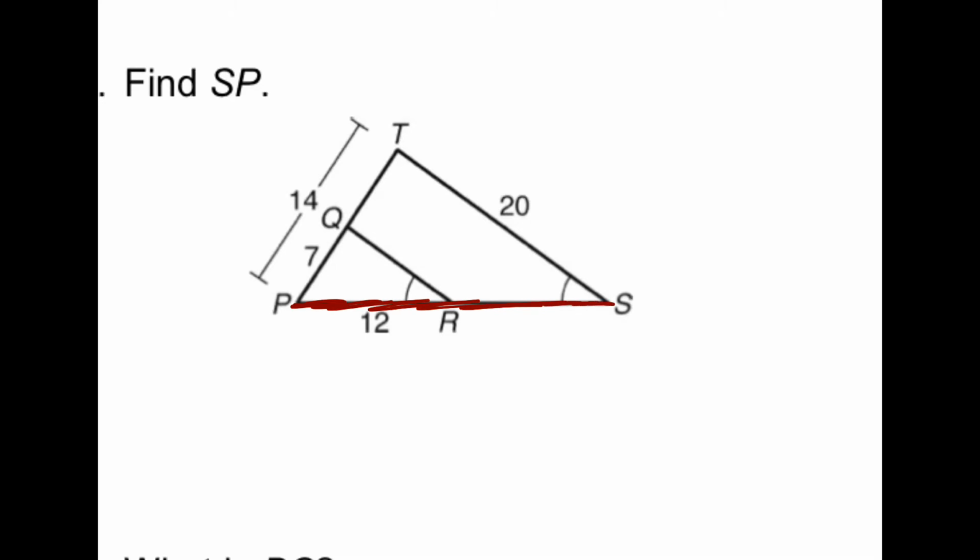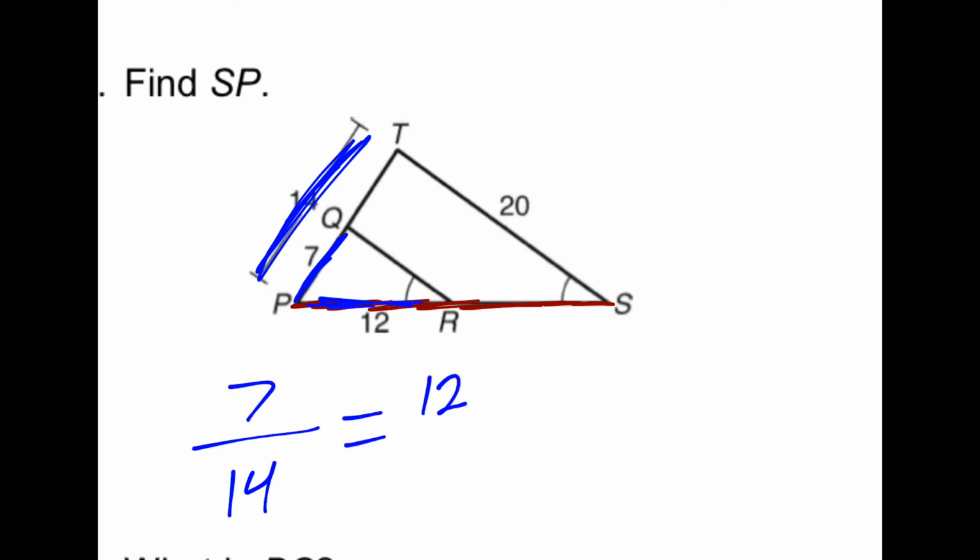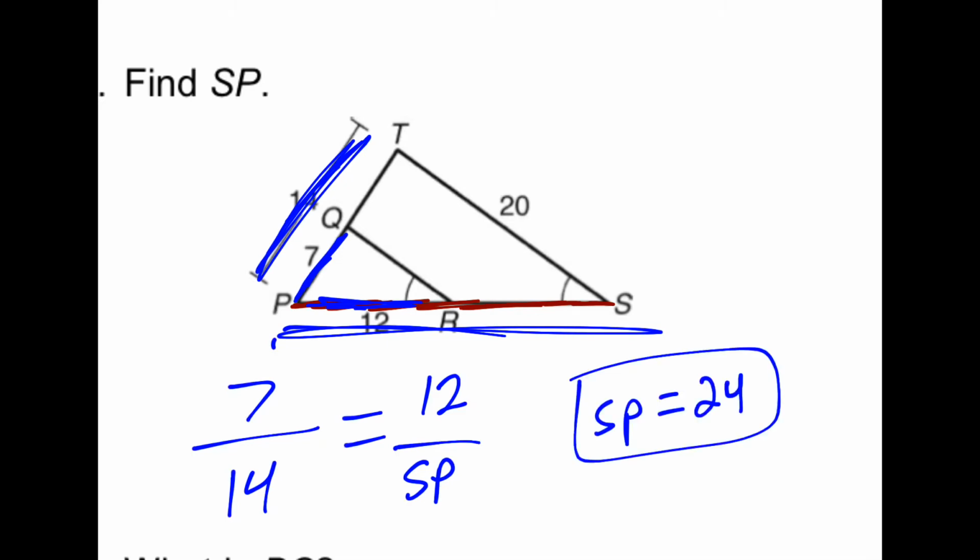There's a couple different ways I could go about solving this. The one that jumps out to me is, what if I compare QP, which is the side of the smaller triangle, to 14, which is the side of the bigger triangle. And we set that equal to PR, which is the side of this smaller triangle, compared to SP, which is the larger triangle. If I cross multiply here, 14 times 12, and I divide by 7, I get an answer of 24. Of course, you probably just noticed that 7 times 2 and 12 times 2, you can get an answer without cross multiplying.